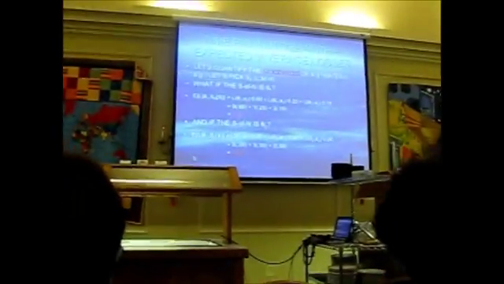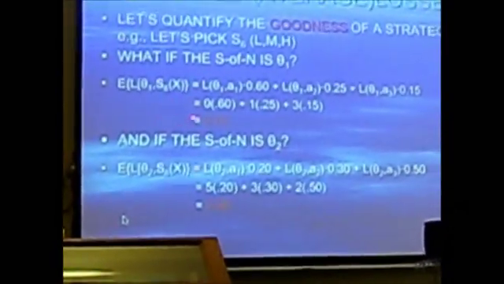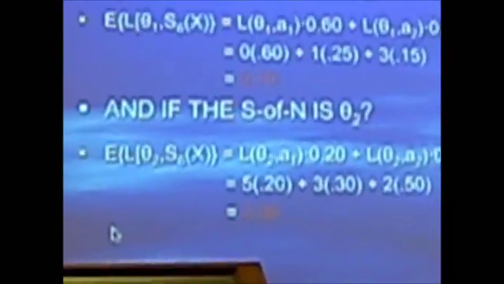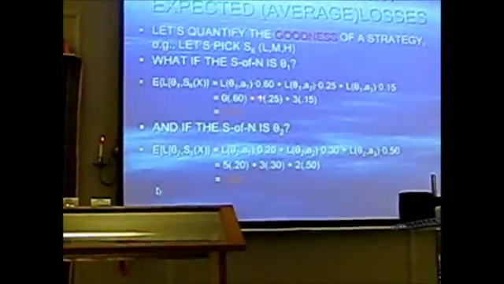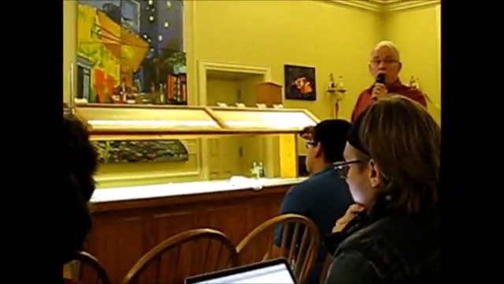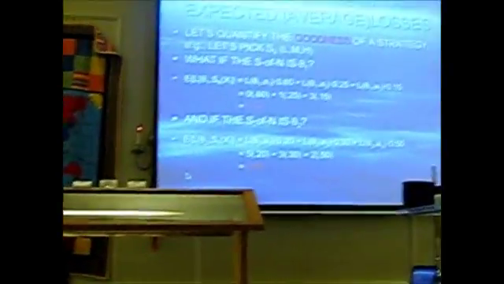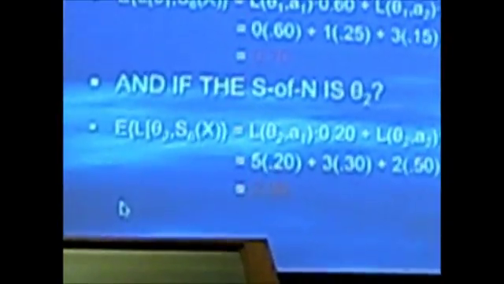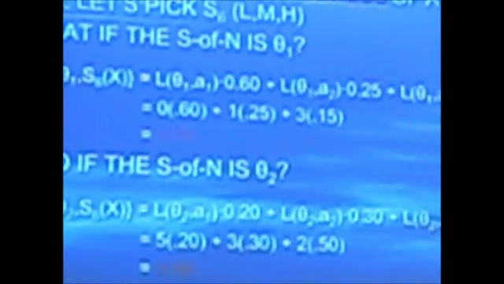Theta 1, A3. If we put in the numbers, go back to the loss table. This loss was 0, this loss was 1, and this loss was 3. And so if you just do the arithmetic, the expected loss using strategy S6, if in fact it's a sunny day, is 0.70. Okay, this is the critical thought in evaluating how good the strategy is.